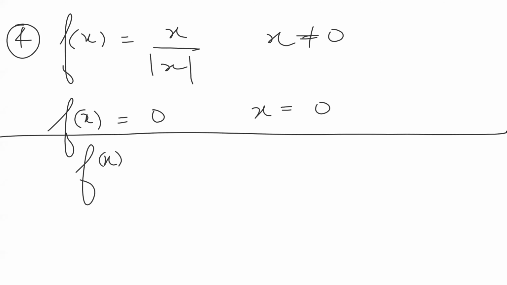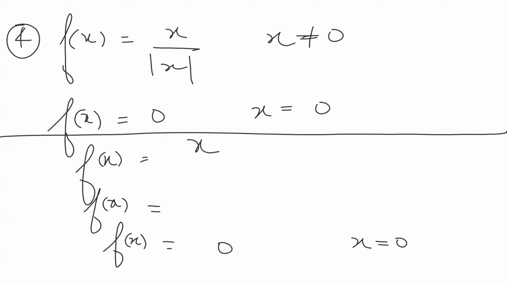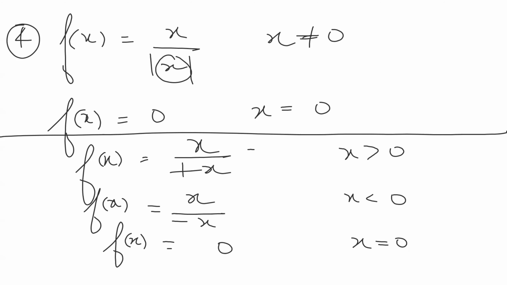f of x can take three values. First value is 0 when x is equal to 0. It's given to us. Now x upon modulus of x: the inside value is positive when x is greater than 0, and the inside value is negative when x is lesser than 0. So this is 1 and this is minus 1. Okay, 1 and minus 1.